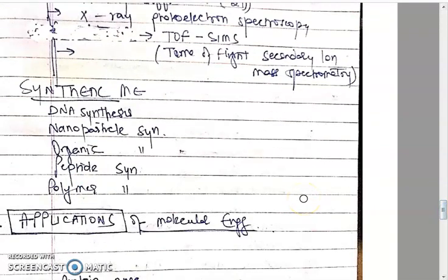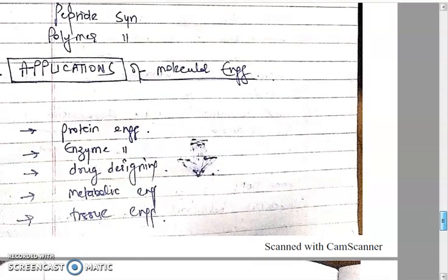Apart from these, synthetic molecular engineering techniques that include DNA synthesis, nanoparticle synthesis, organic particle synthesis, peptide synthesis, and polymer synthesis all together contributed to the development of molecular engineering. I'll take the application part later. This is all that has been engineered, like it's molecular engineering.